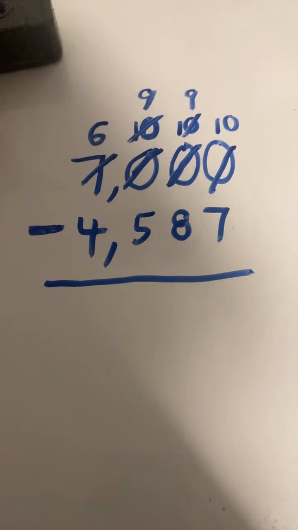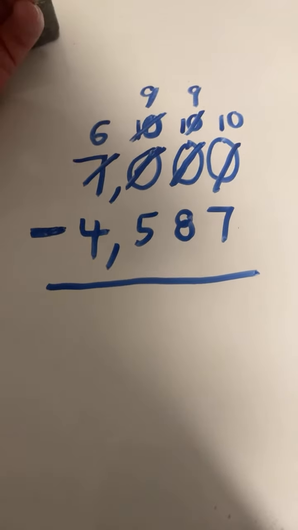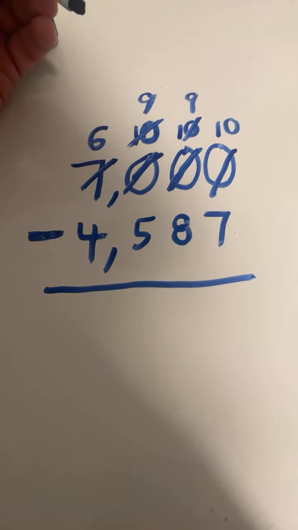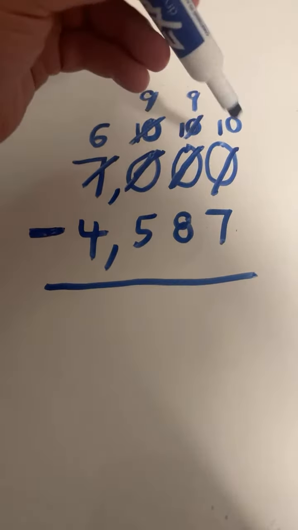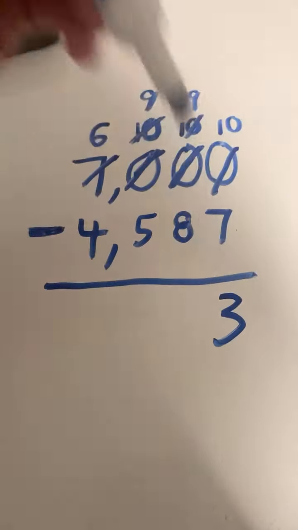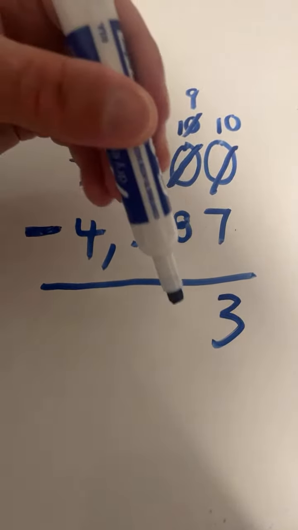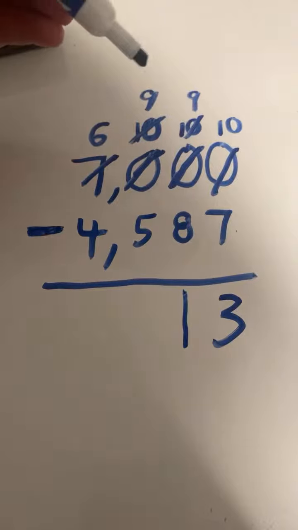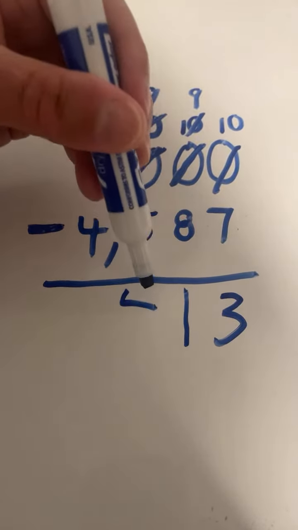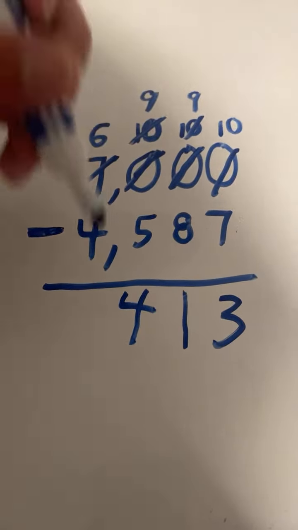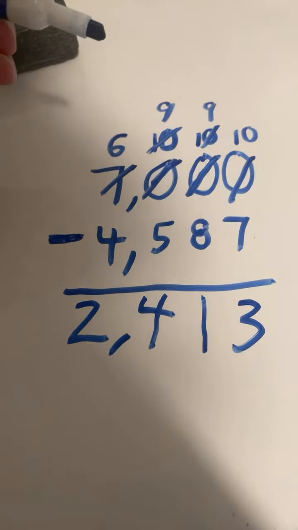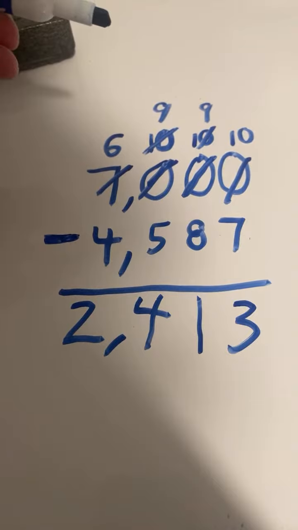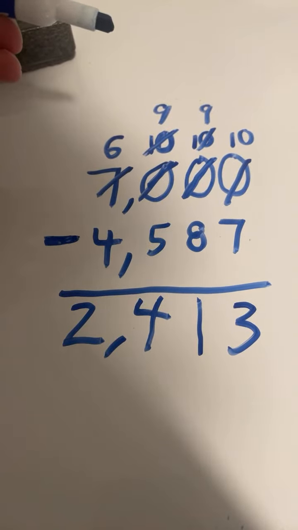So now we start in the ones place. Once we get into the subtraction, we always start in the ones place. We regroup from left to right. We subtract from right to left. So 10 minus 7 equals 3. 3 in the ones place. 9 minus 8 equals 1. There's a 1 in the tens place. 9 minus 5 equals 4. 4 in the hundreds place. 6 minus 4 equals 2. And we have our final answer. 7,000 minus 4,587 equals 2,413.